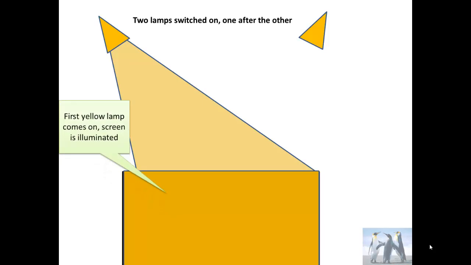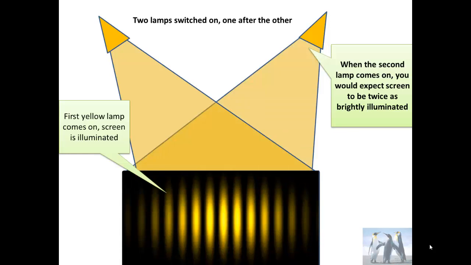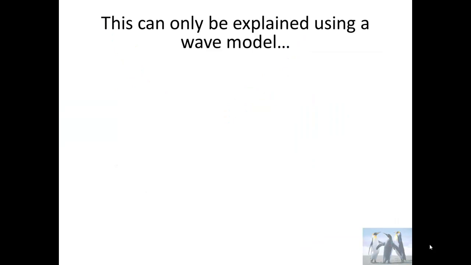First light comes on and the screen is illuminated. Perfect. When the second lamp comes on, you would expect the screen to be twice as brightly illuminated. But what happens is this. When the second lamp comes on, the screen has some areas where it's very bright, but some where it's very dark. The intensity is zero. The light kind of disappears in these spaces, and these are called Young's fringes. This can only be explained using a wave model.